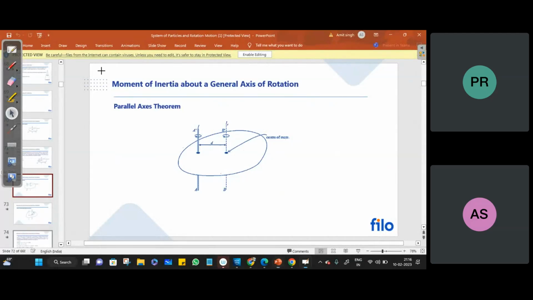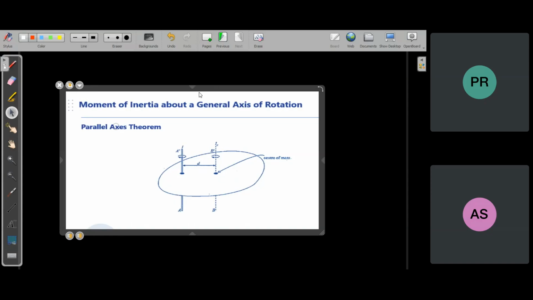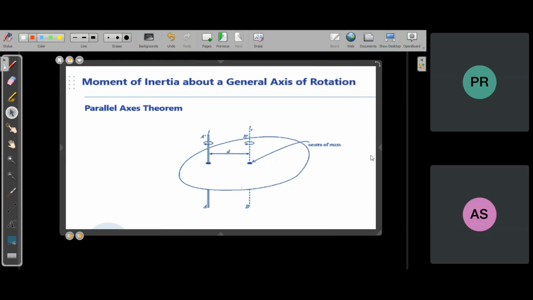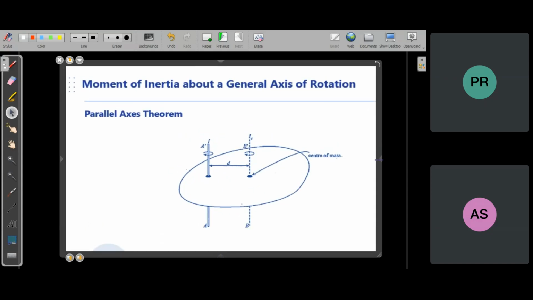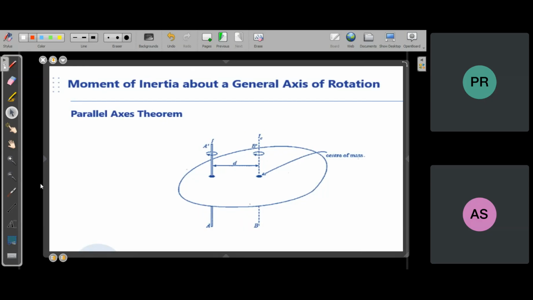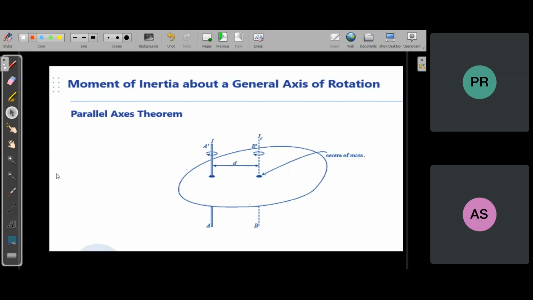Then next is parallel axis theorem. Now you have to understand that parallel axis theorem is applicable for a general body, any 2D body, any 3D body, any type of body. So for parallel axis theorem, there is no restriction. It can be any body, even an irregular body. Parallel axis theorem helps you to find the moment of inertia of a body about an axis which is parallel to the axis passing through center of mass.